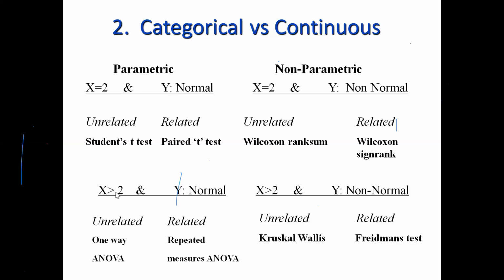Now you come to more than two groups. Many times it happens that we have drug A, drug B, drug C. We have three groups, or A, B, C, or more than two groups. Many times we see this, isn't it? So if the groups are unrelated and there are more than two groups, you will apply one-way ANOVA. One-way ANOVA is the name of the test to test the mean.